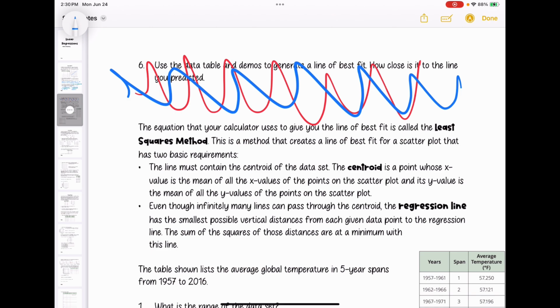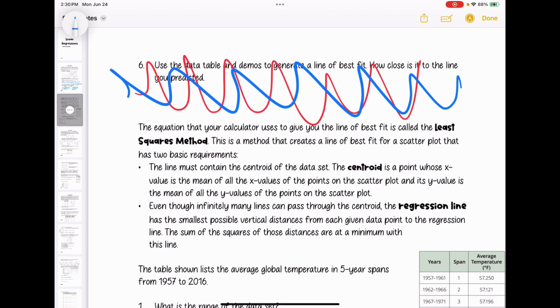Even though infinitely many lines can pass through the centroid, the regression line has the smallest possible vertical distances from each given point to the regression line. The sum of the squares of those differences are at a minimum with this line.